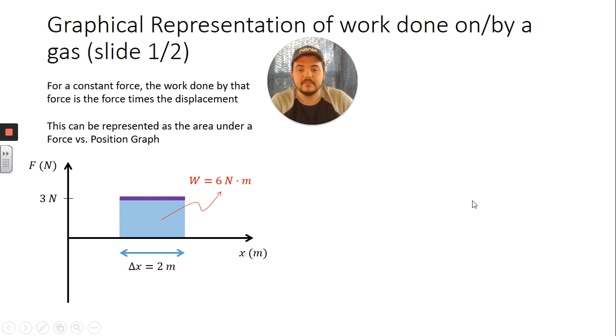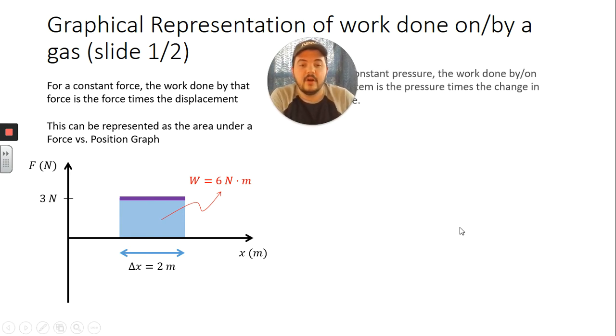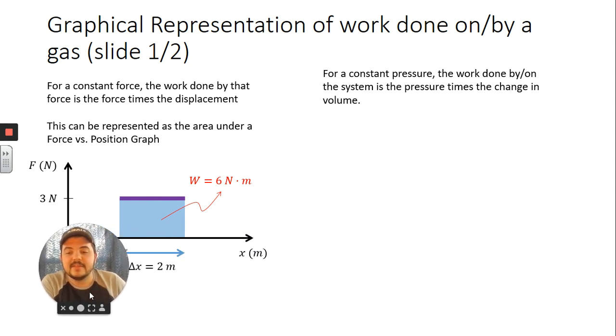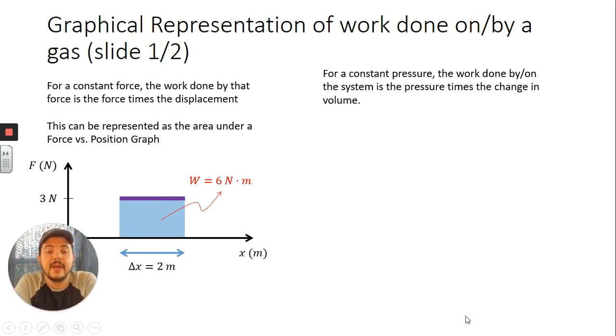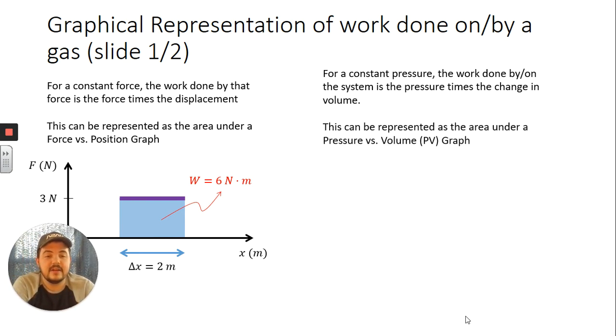Now, let's look at the analogous thing for a gas with a pressure changing its volume. In this case, for a constant pressure, the work done by or on the system is the pressure multiplied by the change in volume. Displacement was the change in position, and we've got the volume change now. We can represent this as the area under a pressure versus volume graph. We're going to abbreviate these graphs as PV graphs or PV diagrams.